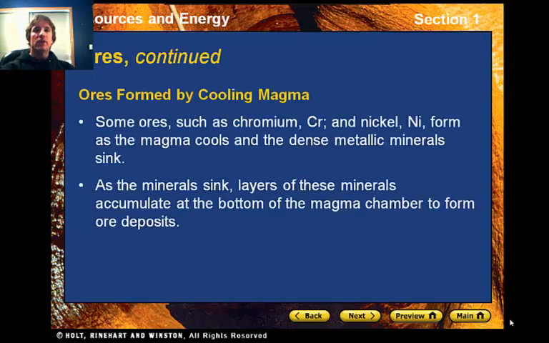Some ores, like chromium, nickel, are much more dense and they sink to the bottom, so they're formed when the magma cools. As minerals sink, layers of these minerals accumulate at the bottom of the magma chamber and form ore deposits, so you'll get layer after layer of these dense heavy metals, and they'll drop to the bottom. So when we mine in igneous rock areas that have these big pools, we can look for those.